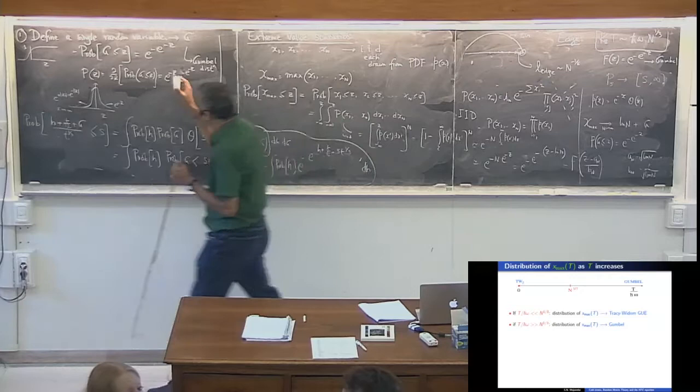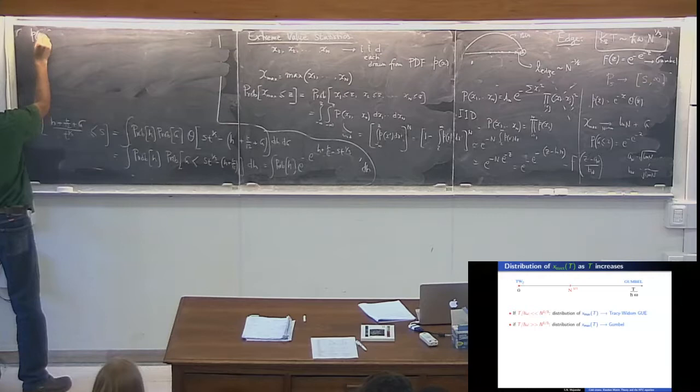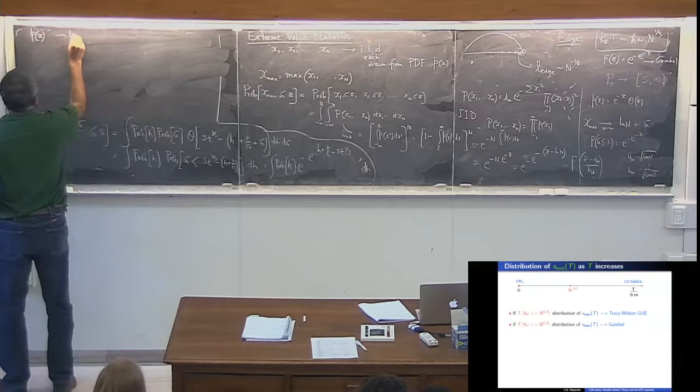So, the statement is the following. You give me this P of x, and you see from this exact formula here that what matters is the large x behavior of P of x, because that's where the maximum occurs, right?